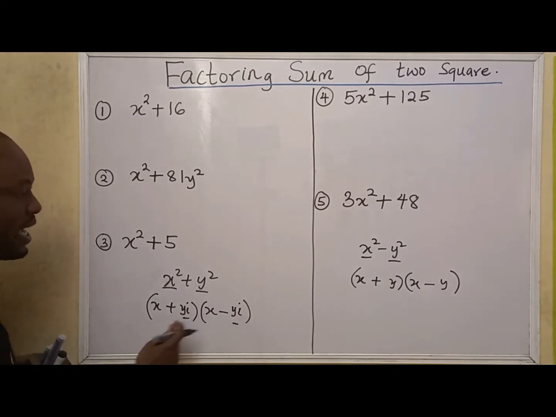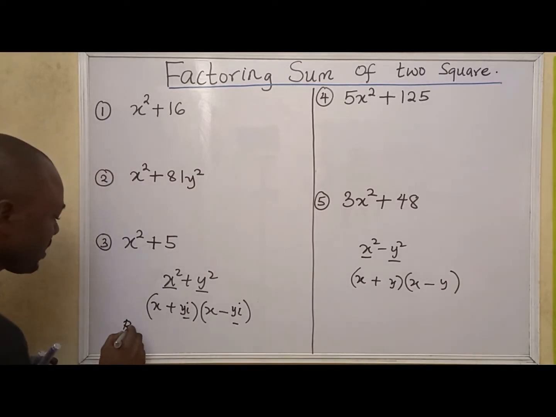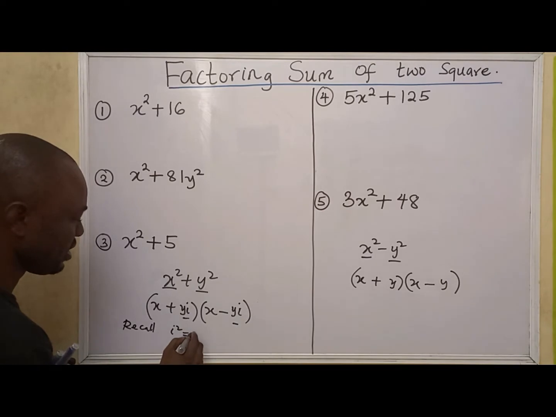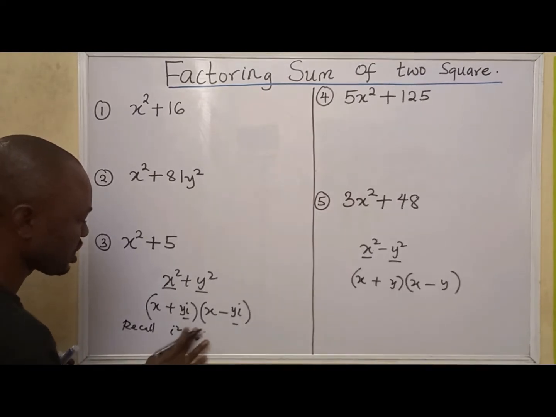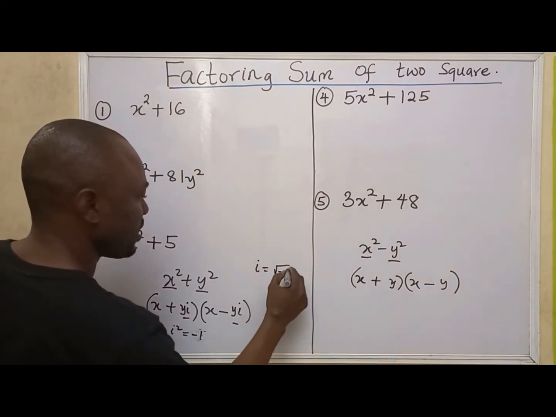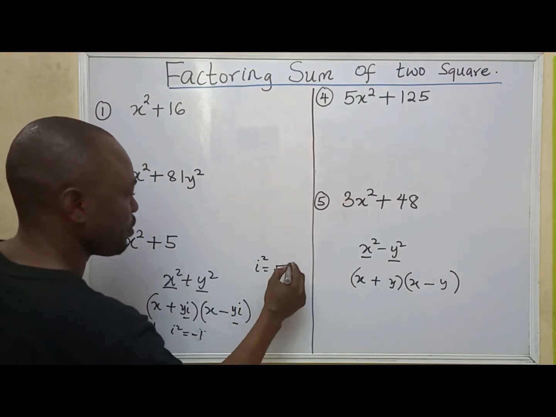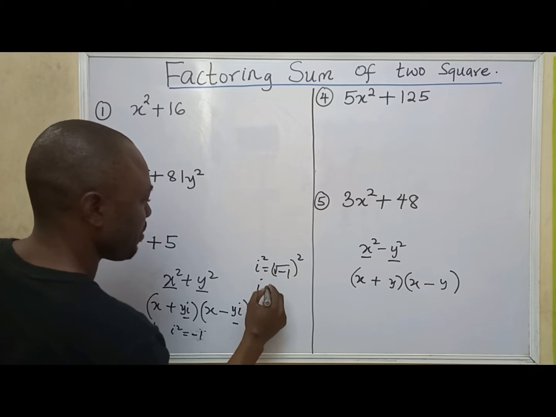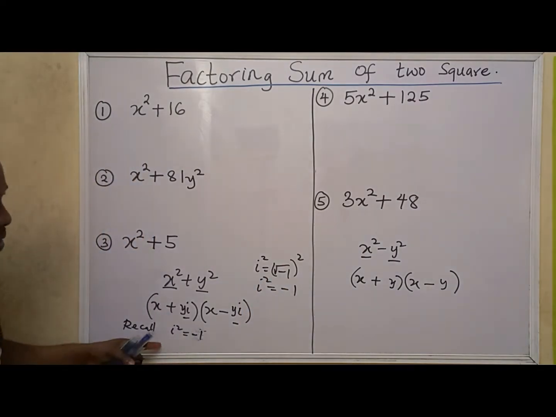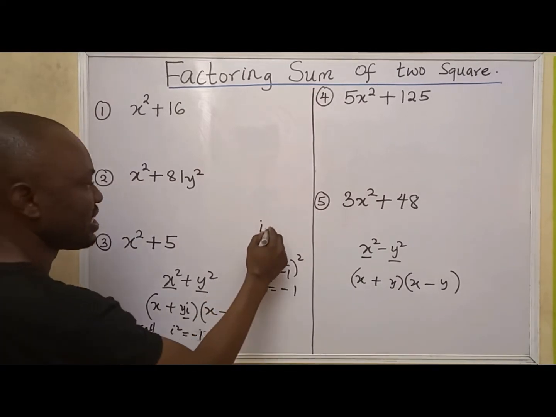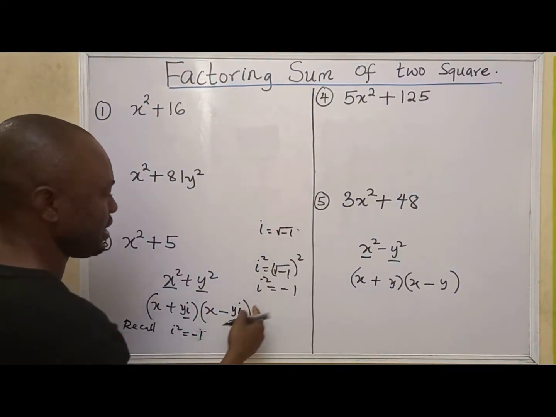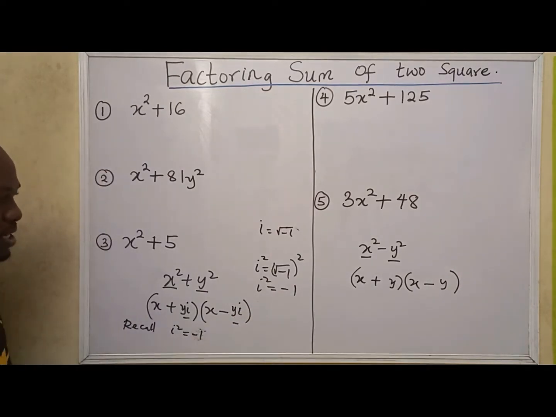If I multiply, I want you to recall that i squared is minus 1 and i is root minus 1. So if I square both sides, my i squared will be minus 1. So I want you to take note that i is root minus 1 and i squared is minus 1.